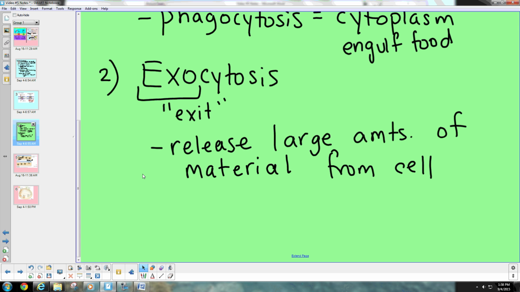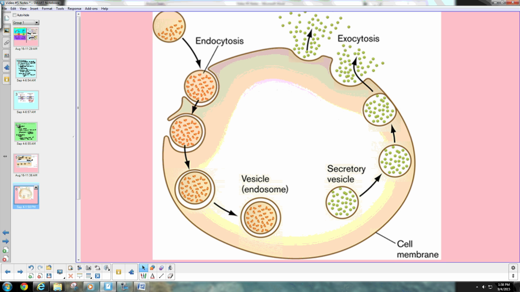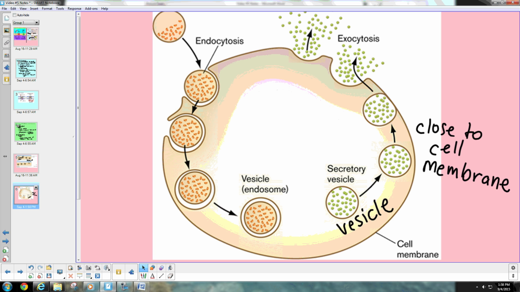If we look at the process in another picture, the vesicle forms around the material. Remember, the circle is your vesicle. It moves closer and closer to the cell membrane, and as it gets close, it releases the products to the outside of the cell. This is an example of digestive enzymes, or how we transmit nerve impulses, or even the release of hormones from inside the cell to outside the cell.